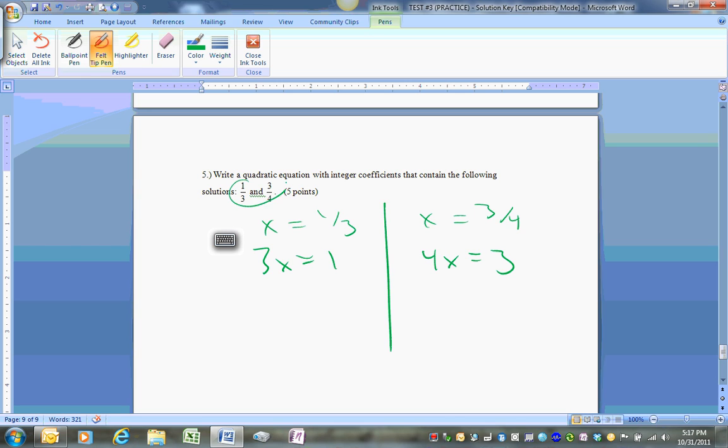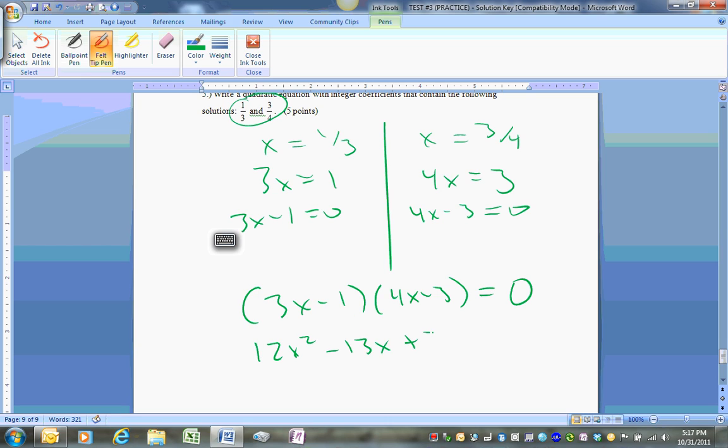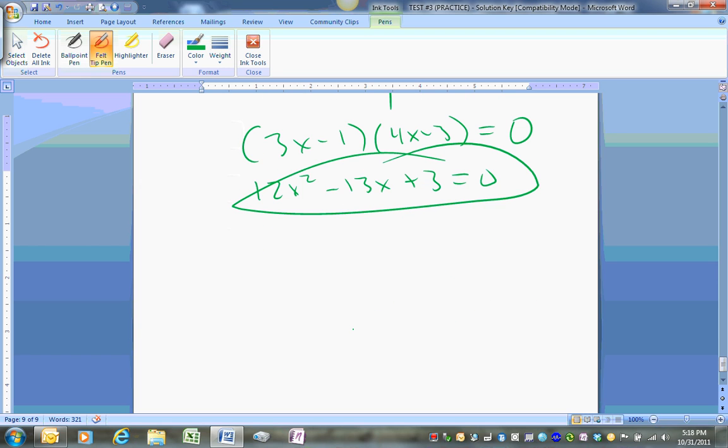So if 1/3 and 3/4 are your solutions, x equals 1/3, x equals 3/4, then working backwards, 3x equals 1, or 4x equals 3, or 3x minus 1 equals 0, or 4x minus 3 equals 0. So that means that your quadratic equation was this. FOIL it. And that'd be your equation. So it's just working backwards. That's all.